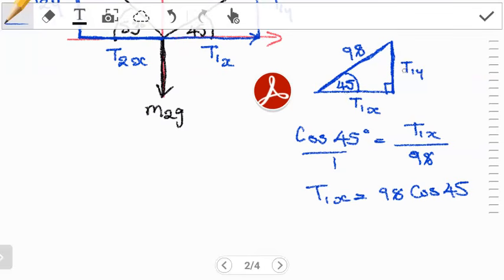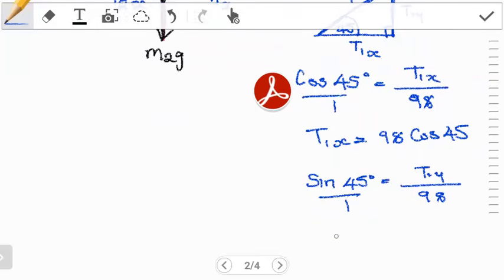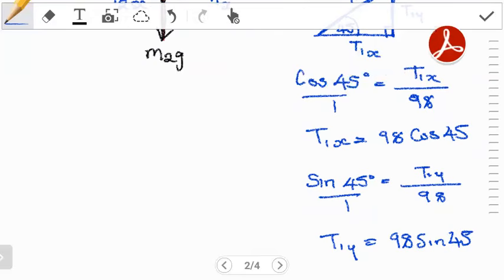T1y here, the two are opposite. The angle and the side, they are opposite to each other. So what you guys should notice is sine is the one that works with the opposite side. So sine 45 degrees is equal to T1y over the hypotenuse 98. So when you cross multiply here, you have T1y is equal to 98 sine 45. Now you can go on to complete these operations, but I'm leaving them here. I'll complete them when we use them in the last part.